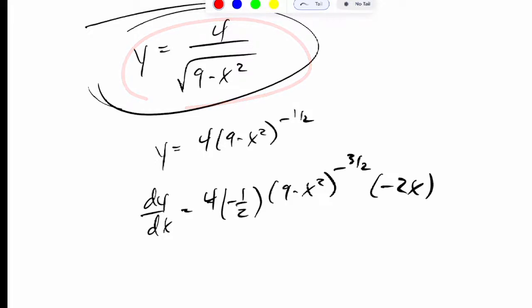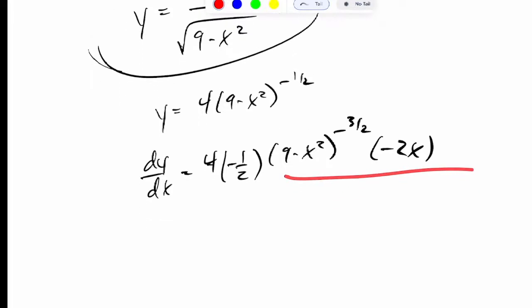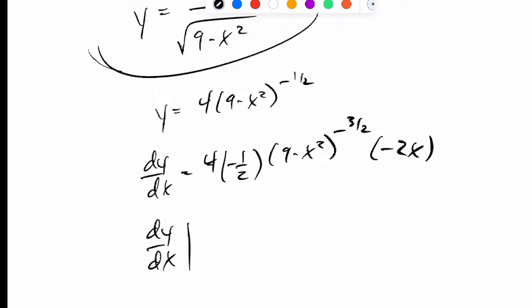Right, so pop this to the top here. I did the power rule. I dropped this down, subtract 1, which is right. And then go ahead and subtract 1. You get minus 3/2. Derivative inside is minus 2x. So for this right here, we've got dy dx. I want to evaluate this when x is what?